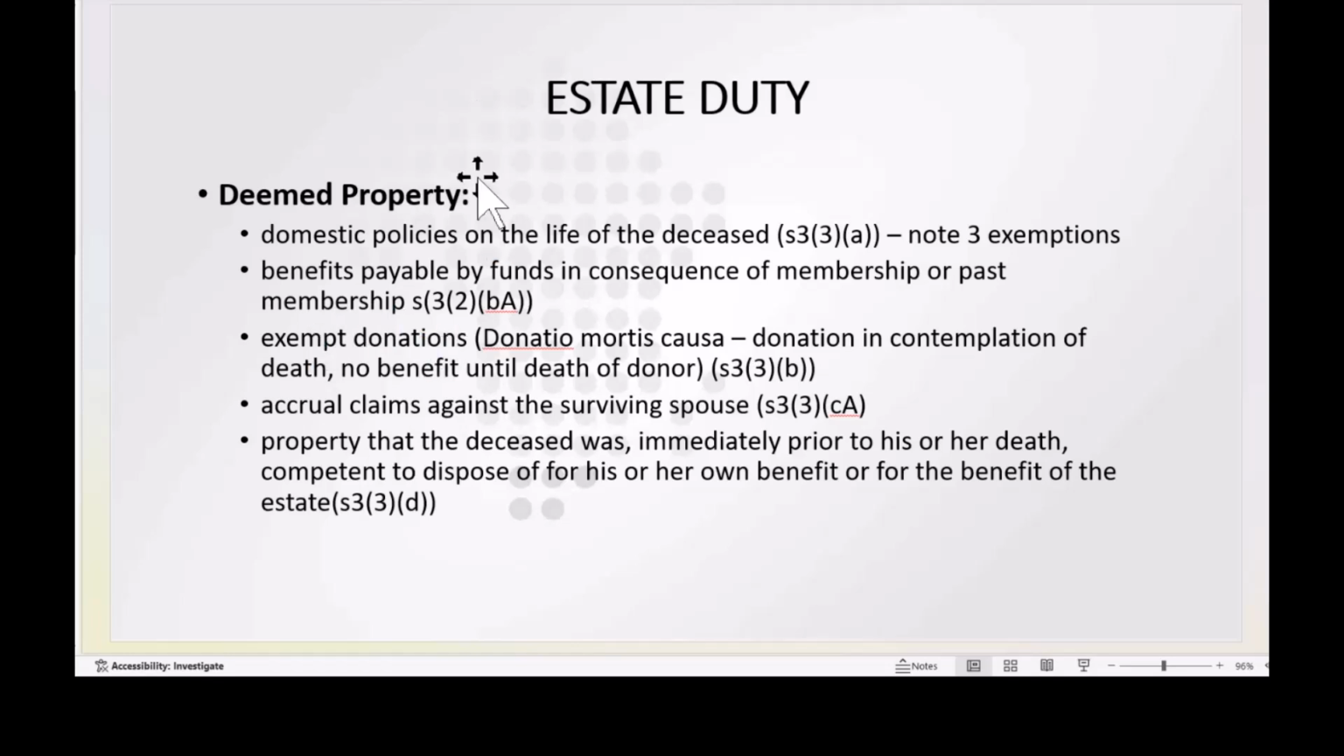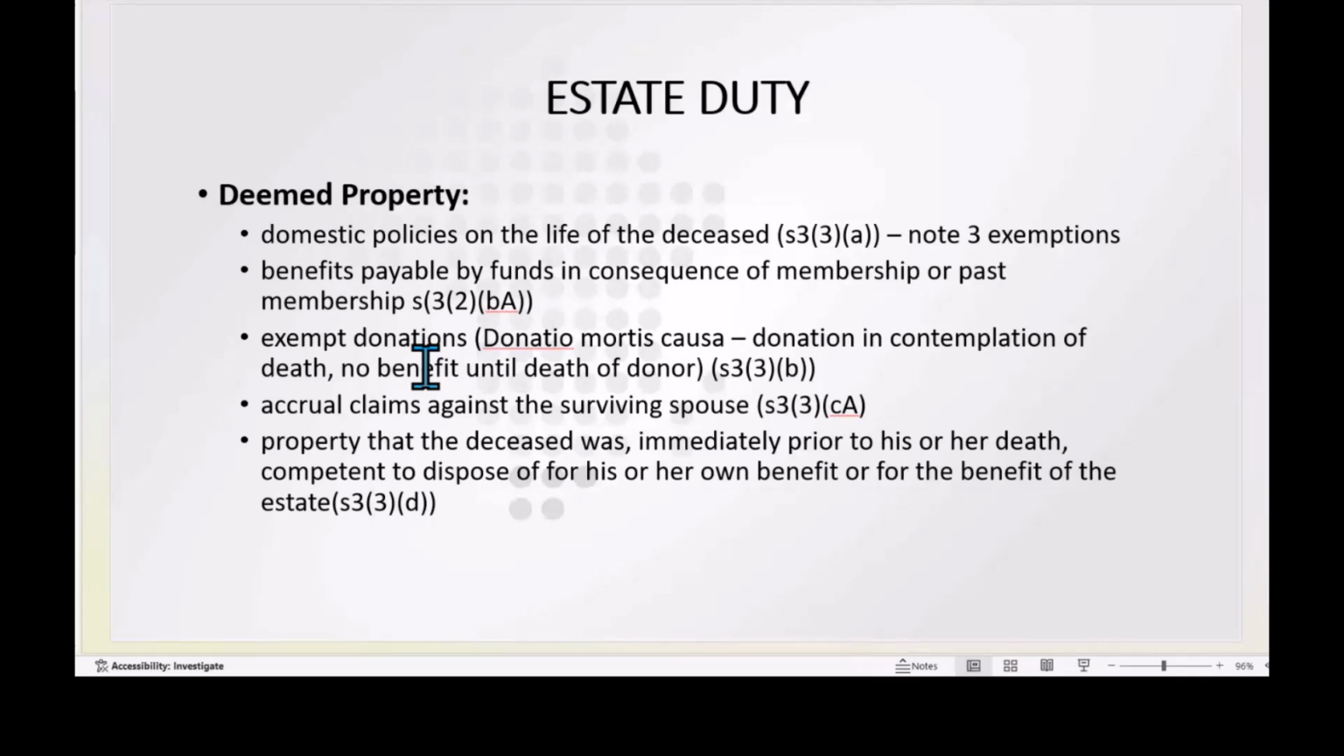donations would also be part of our deemed property. So any donations that you've made in contemplation of death, or where the benefit only passes once you pass away as the donor, then that would also be deemed to be part of your property. Because remember, we said that we wouldn't pay donations tax on such donations, because that stuff would then be forming part of your property for estate duty purposes. So that's why it's exempt for donations tax purposes. But for estate duty, we will then pay the tax for estate duty instead.